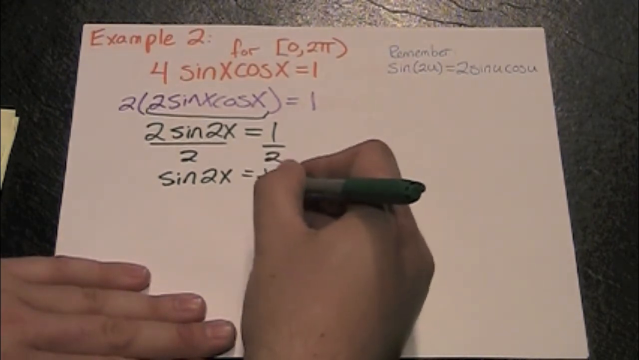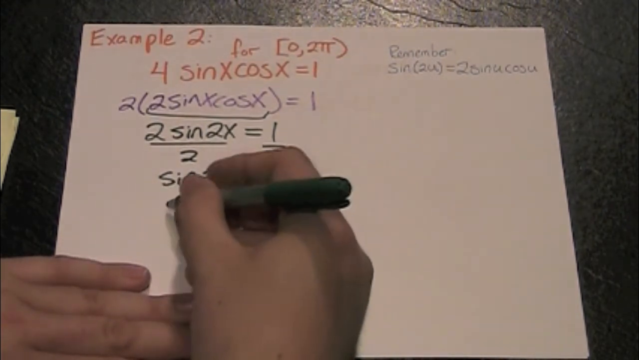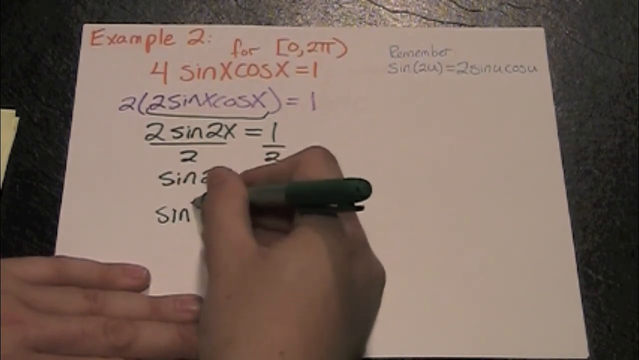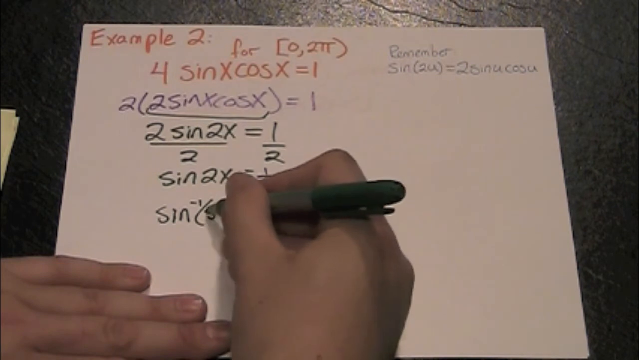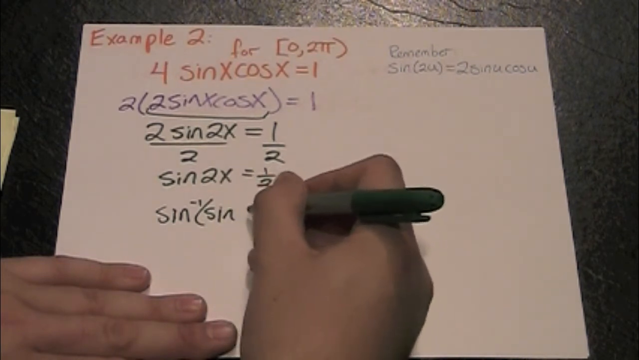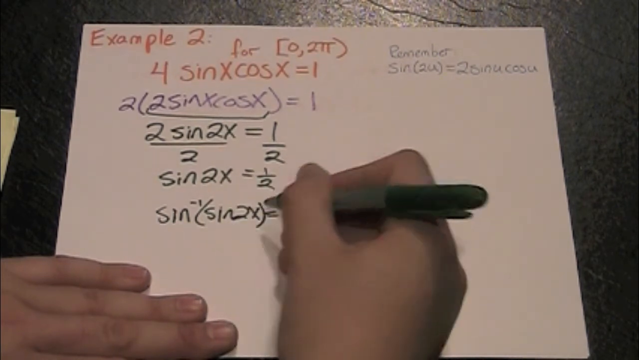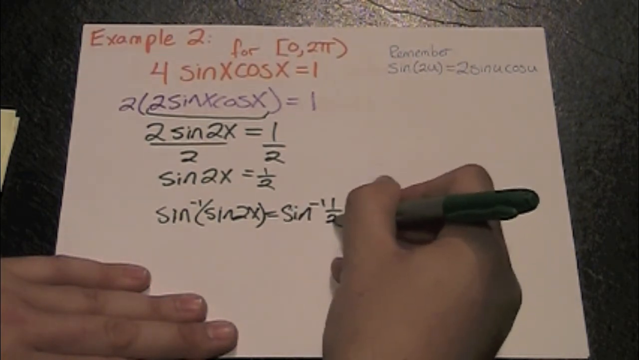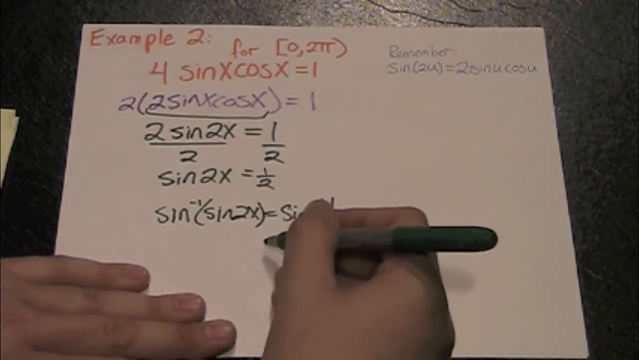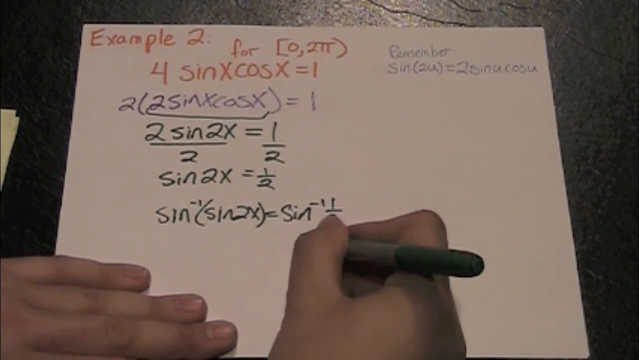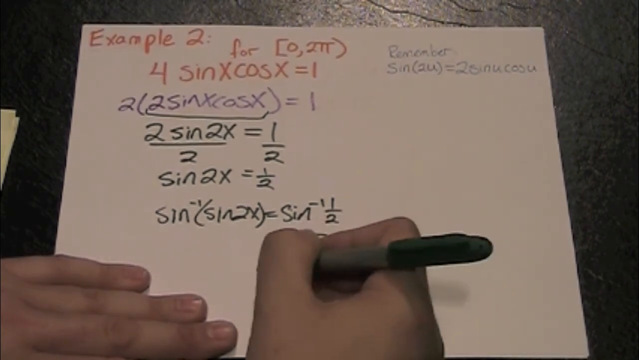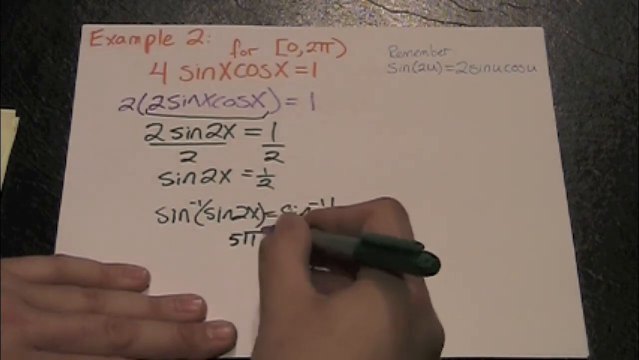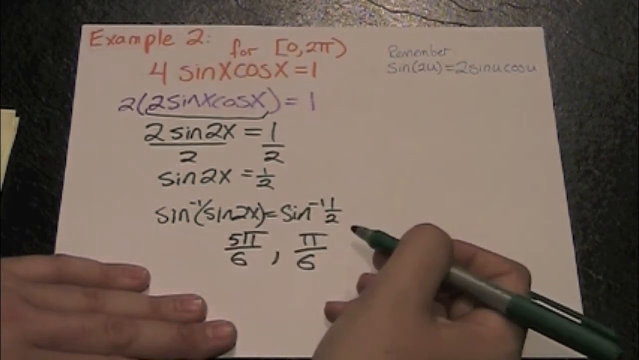equals a half. I know that this is true if I take the arc sine of both sides. So arc sine of 2x equals arc sine of 1/2. This is going to be true at pi over 6 and also at 5 pi over 6.